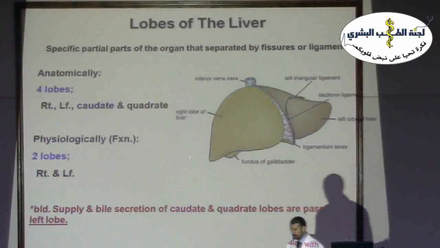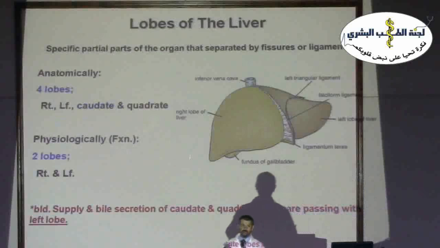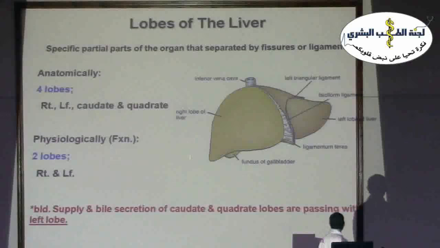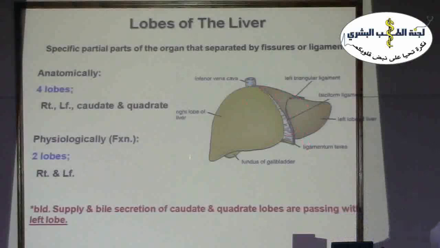Now, this is for the surface anatomy of the liver. What about the internal or the complete structure? The liver is usually divided anatomically, structurally, into four parts. Lobes. Lobe means part. So four parts. Physiologically, functionally, it's divided actually into two parts. So we have four parts and two parts.